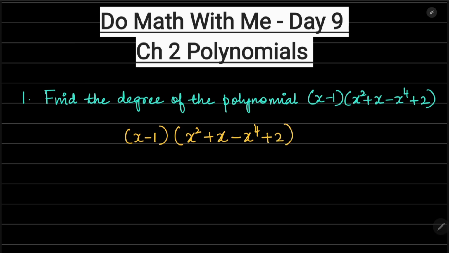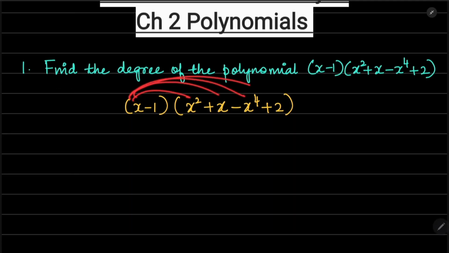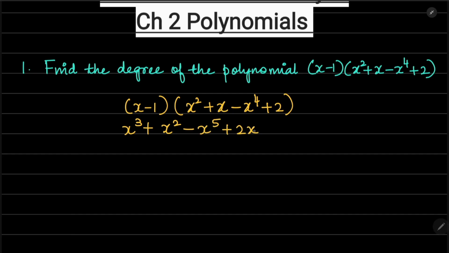Always remember that the highest power of the variable is the degree of the polynomial. But before you find out the degree, let us open a bracket and multiply these two factors. So x multiplied by all these 4 terms and then minus 1 multiplied by all of these 4 terms. Let's do it. So x into x square, and then x multiplied by x, and x into minus x to the power 4, and x into 2. So it's x cube plus x square minus x to the power 5 plus 2x.